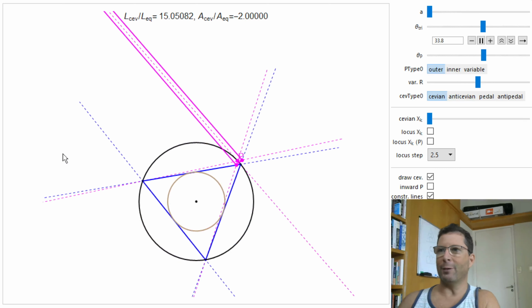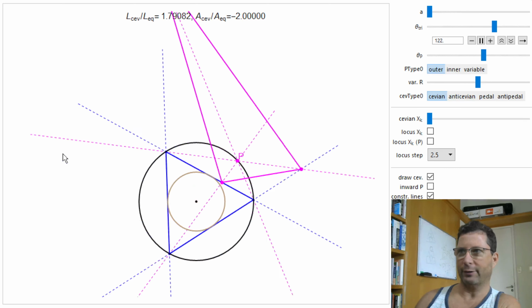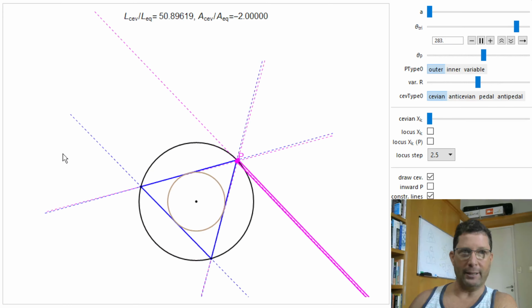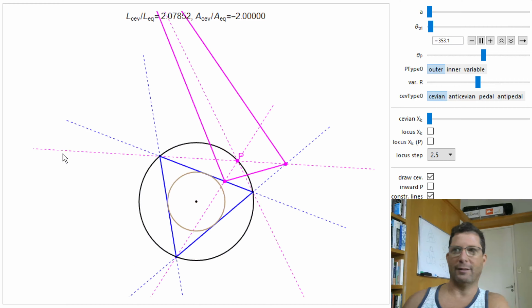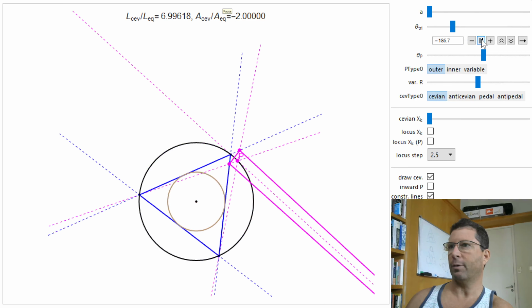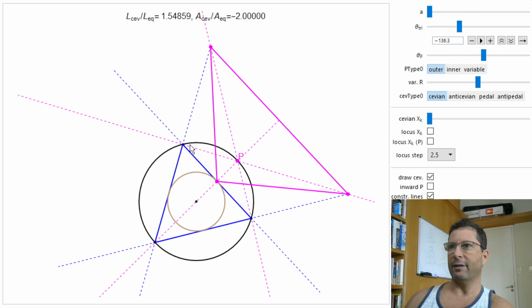Hello guys, so I want to study cevian triangles, the magenta ones, with respect to a point P on the circumcircle of a family of rotating equilaterals. So let's stop this just to explain the components of this experiment. I have an equilateral triangle here.